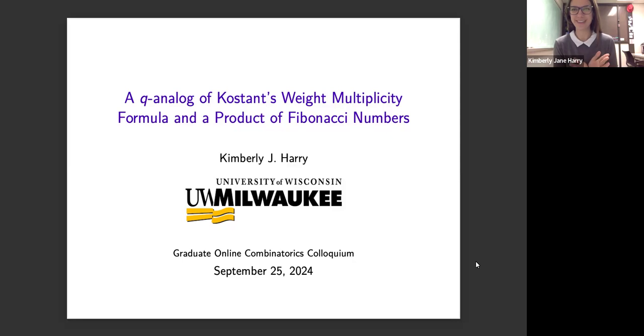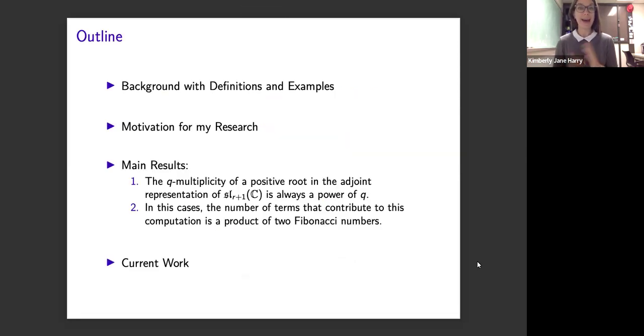Well, thank you so much for letting me talk here in this colloquium. Like it says on my title, I will be talking about the Q analog of Kostant's weight multiplicity formula and how we get some product of Fibonacci numbers. Okay, so here's my outline for today.